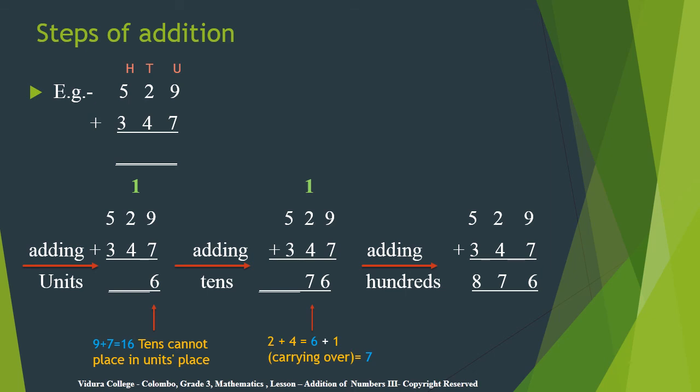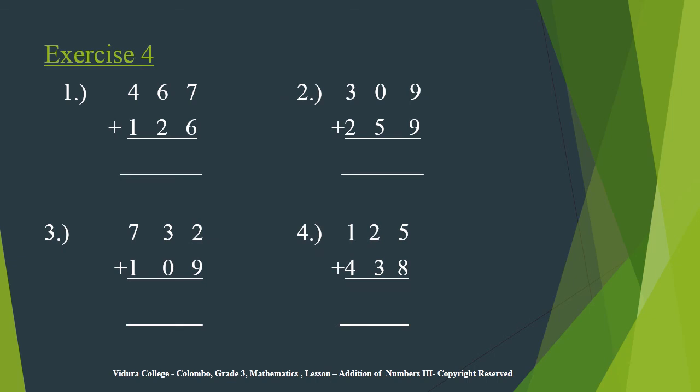Then you can move on to the hundreds place values. So here hundreds place values are 5 and 3. When you add those two numbers, you will get 8 as the final answer. So here when you add 529 to 347, the final answer is 876. Okay children, I'm going to give you another exercise. In this exercise, there are 4 sums and all these sums are 3-digit additions with carrying over. So try your best to find the correct answer.